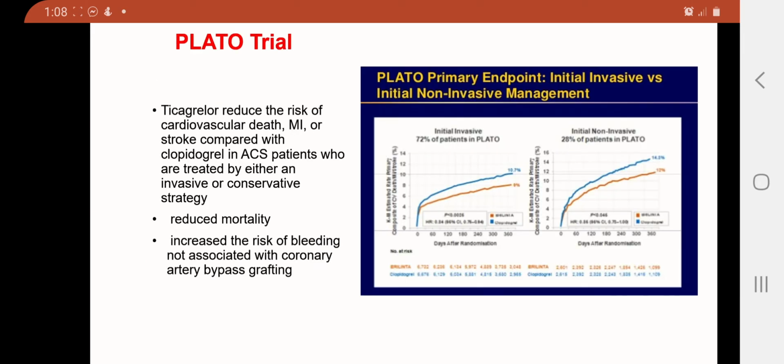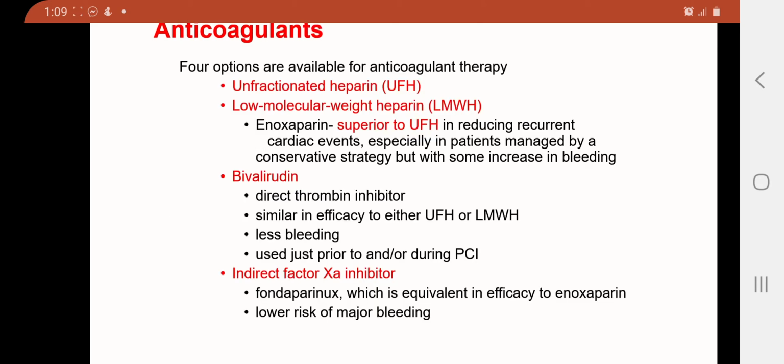For the PLATO trial, ticagrelor reduces the risk of cardiovascular death, MI, or stroke compared with clopidogrel, in patients treated by either an invasive or conservative strategy, and it also reduces mortality. However, there is increase in bleeding, but the bleeding is not associated with coronary artery bypass grafting.